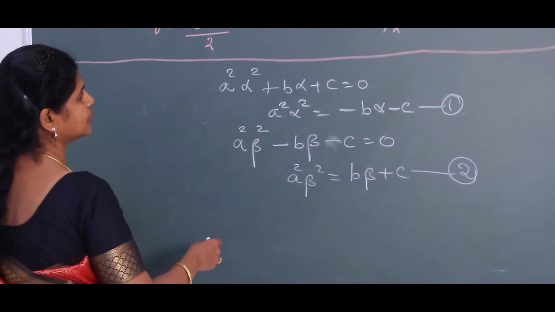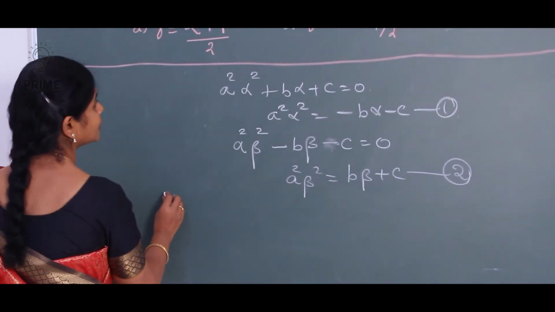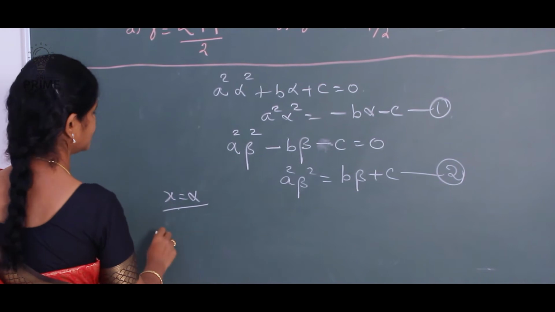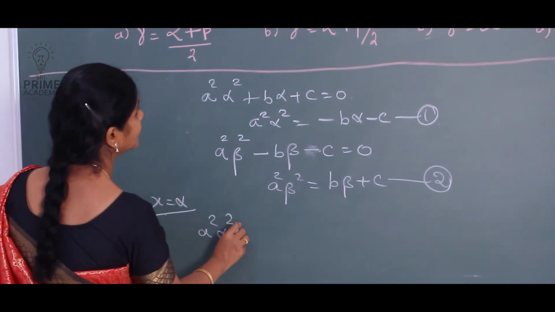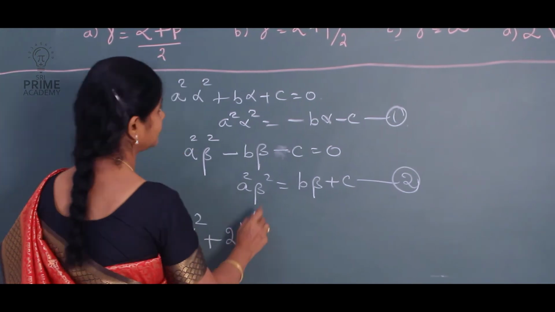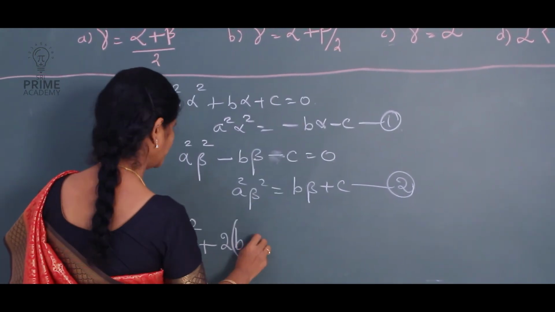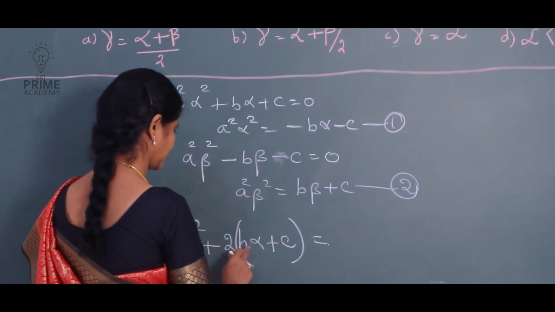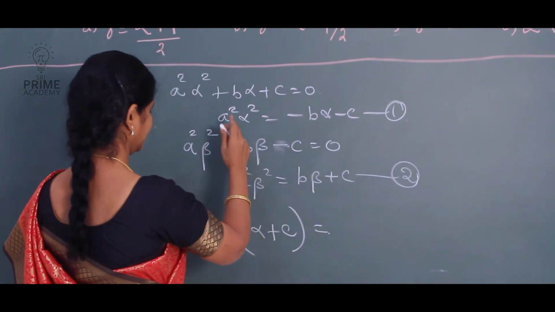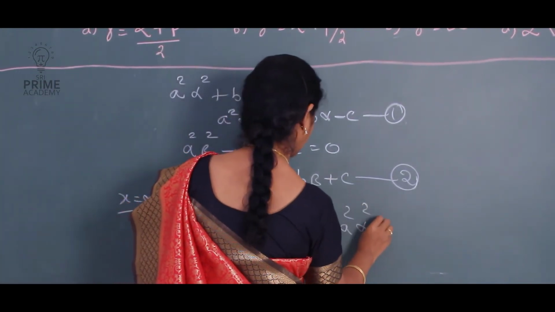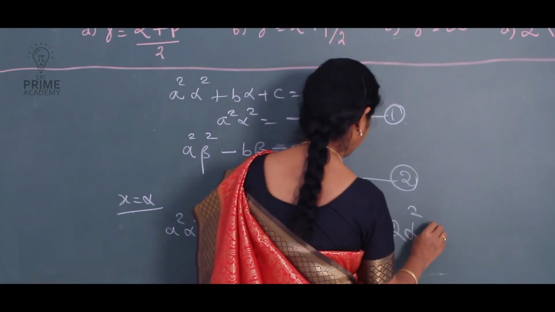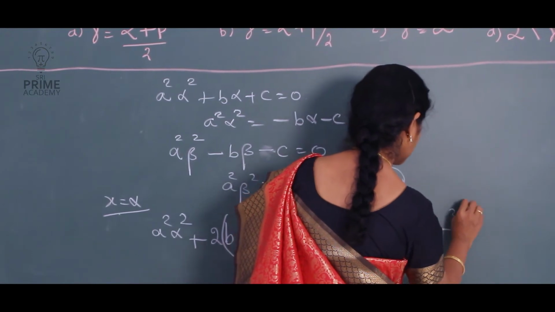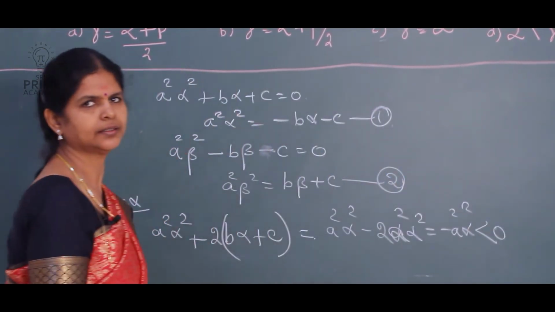Okay, so when you consider the third equation, you substitute x equal to alpha. So the third equation, what do you have? A square alpha square plus 2b, so you can take 2 outside, so 2b alpha plus c is equal to, what is the value? This b alpha plus c is minus a square alpha square. So a square alpha square minus 2 a square alpha square. So the value is minus a square alpha square, which is less than 0 in the third equation.